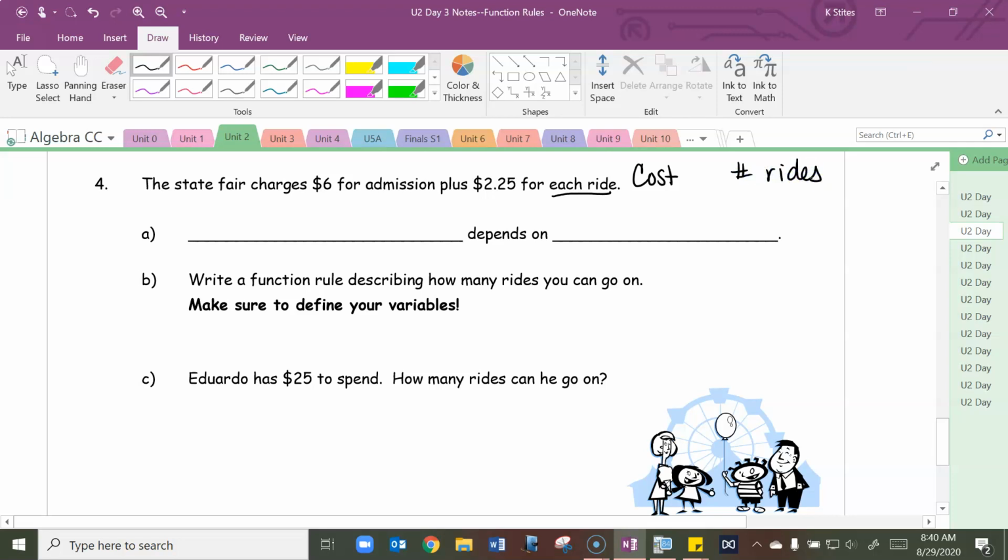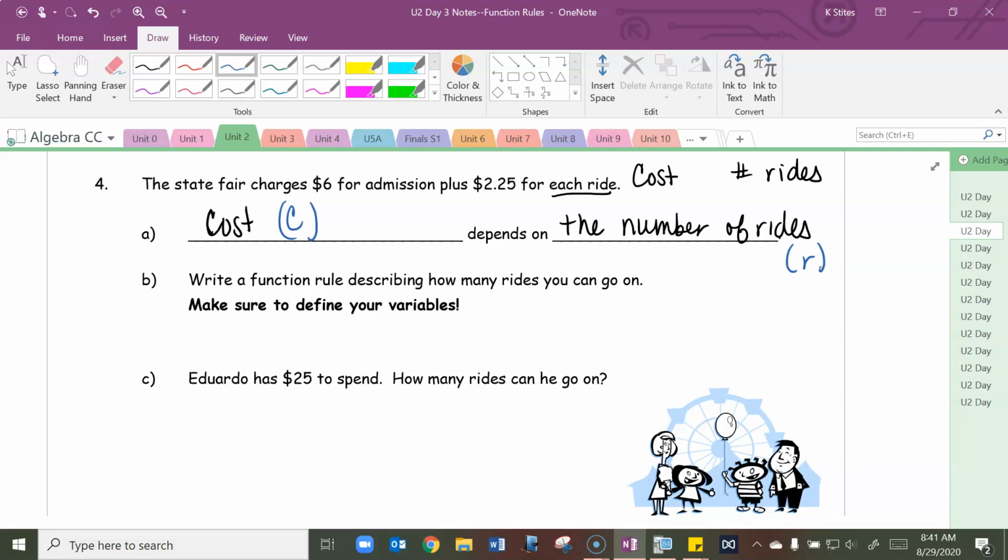We have $2.25 for each ride, so we also have number of rides. And again, money is always dependent, so we can just jump straight to the cost depends on, and then we'll have the number of rides. Let's stick with C for our cost, and for number of rides, let's go ahead and put an R. Write a function rule describing how much it costs to go on rides. Okay, we already defined our variables. So again, overall, we're going to start with a C equals, and it's always your dependent variable that comes first like this. So since cost depends, we are going to put C equals.